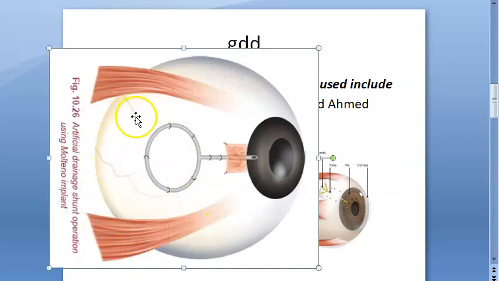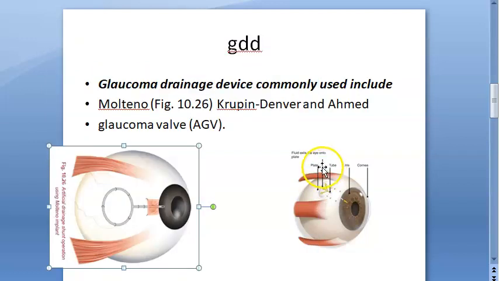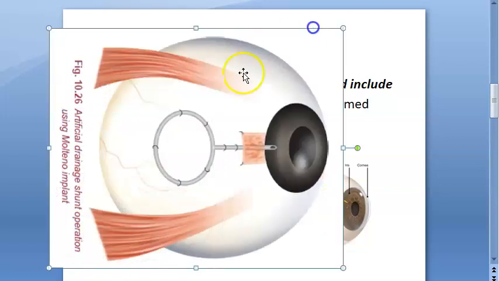So this is an artificial drainage shunt operation using a Molteno implant. And they're showing some arrows here, is it? No, these are all sutures. It seems to be holding it.